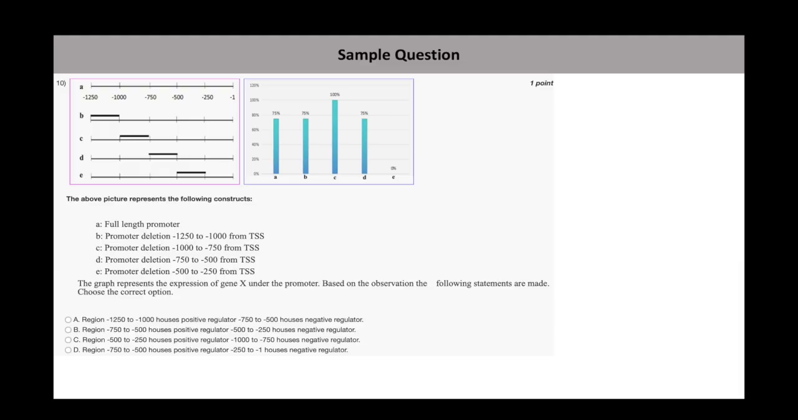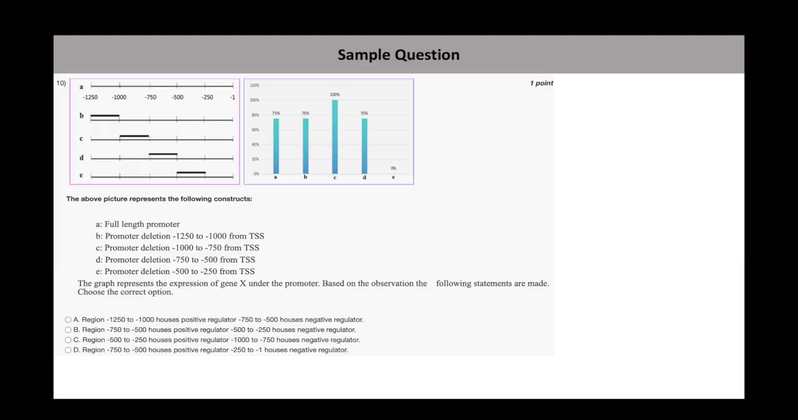So these can be three possibilities: that the fragment of the promoter is acting as a repressor, acting as an activator, or has no function in regulating the downstream gene. Okay, I hope this concept of promoter deletion assay is clear. Now, coming back to our question, let's just take the figure and understand this.